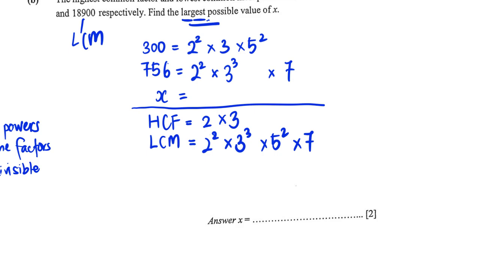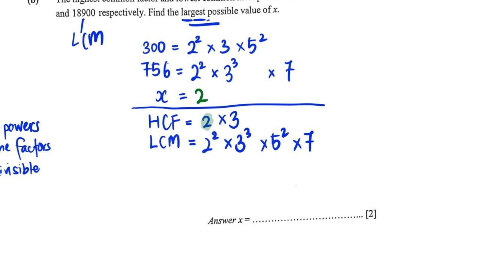So from here, I do need to make sure that these two smallest must come from somewhere. It does not come from 300. It also does not come from 756. It has to come from somewhere. Where should these two come from? Yes, it comes from x. As for this 3, it can come from 300. It can also come from x.